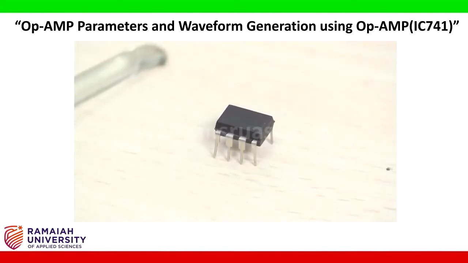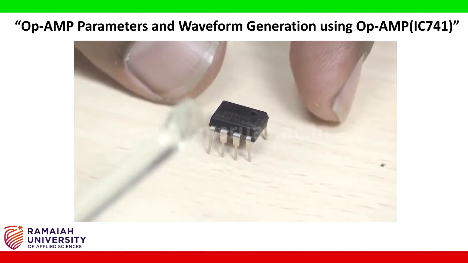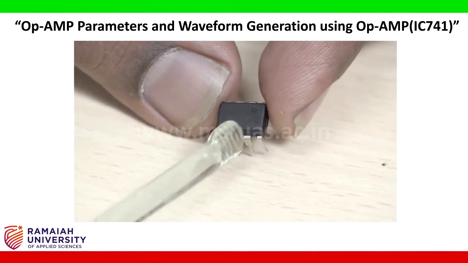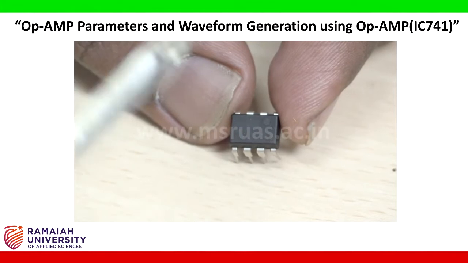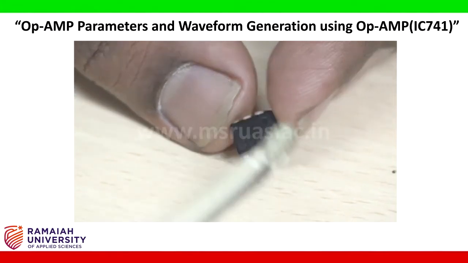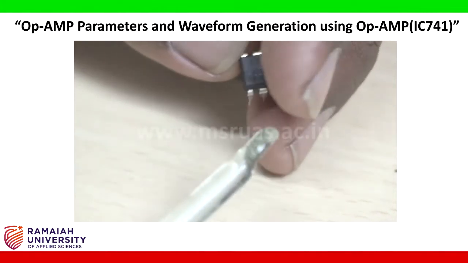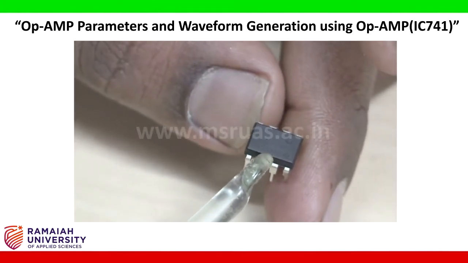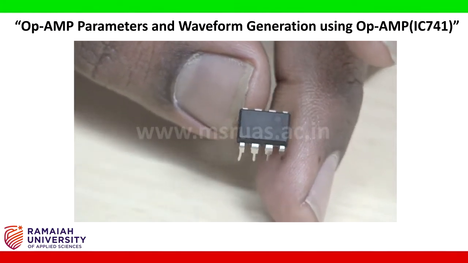This is IC ampic741. This IC contains 8 pins. The pin numbering starts from this notch. This is the notch that indicates pin number 1. Okay, this is pin number 1, 2, 3, 4, 5, 6, 7, 8. This is the 8-pin IC ampic741.